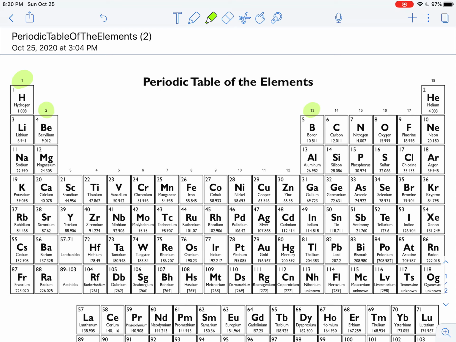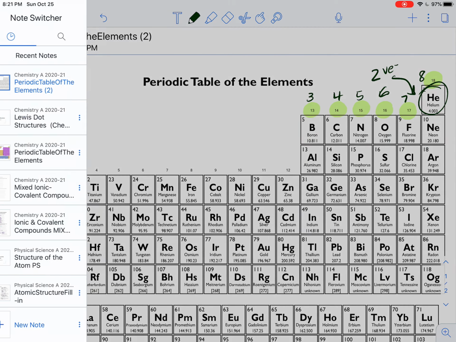Anything in group 13 has 3 valence, 4 valence, 5, 6, 7, and 8 valence electrons for those noble gases, with the exception of helium, which only has 2 valence electrons. All of the other noble gases have 8. So these numbers can help you remember how many valence electrons each element has. And once you get over to the P block, just take away the 1, and again, this will show you how many valence electrons. And then again, helium is an exception, it only has 2.